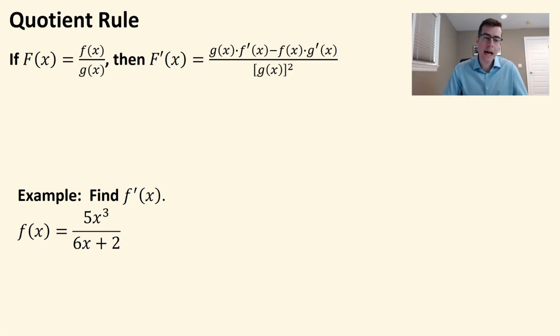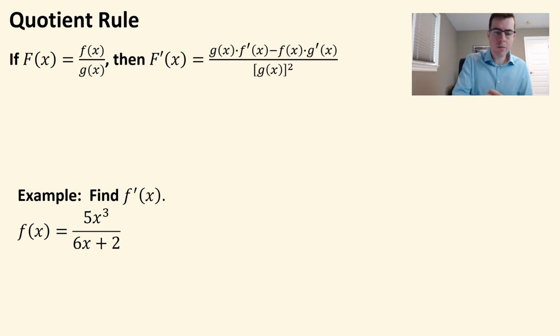Okay, so next here we have the quotient rule, and it says if you have some function where it's f of x divided by g of x, then the derivative of that function would be g of x times f prime of x minus f of x times g prime of x, all over g of x, that whole thing squared. Okay, now that is a little bit tricky, or it looks a little bit complicated, so I'm going to show you two ways that make this a little bit easier to remember.